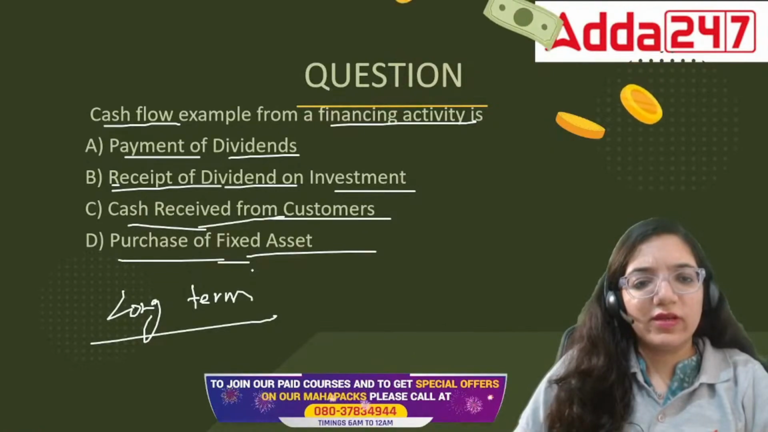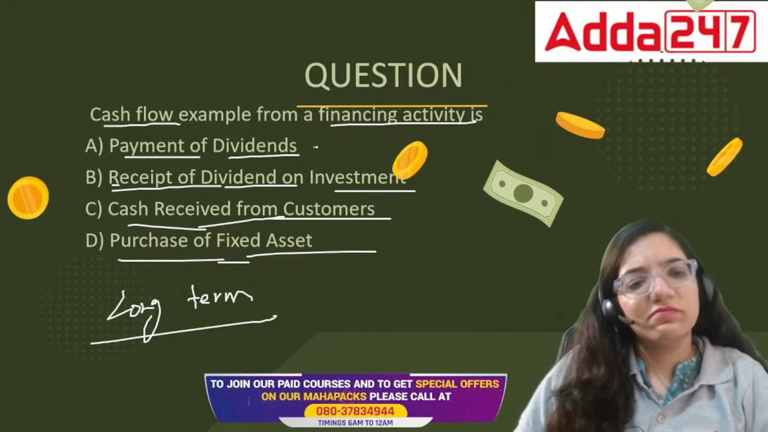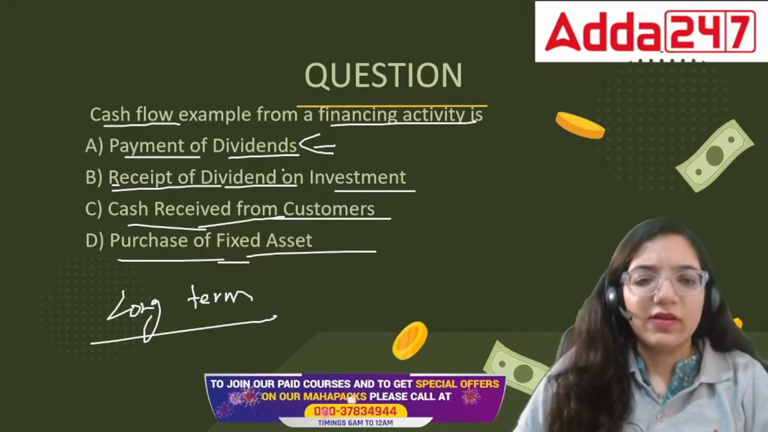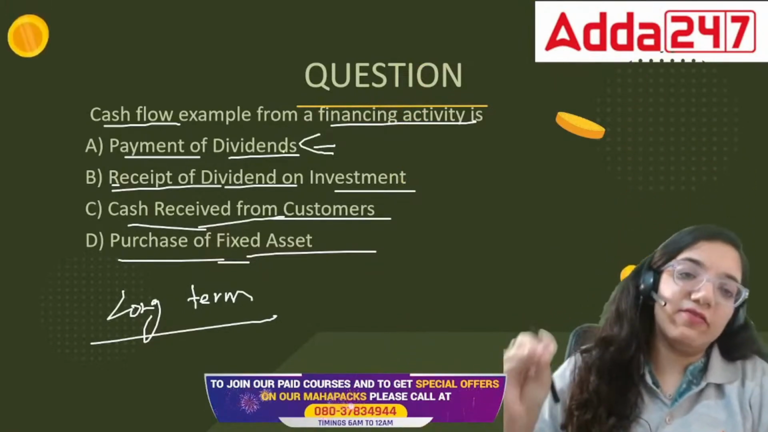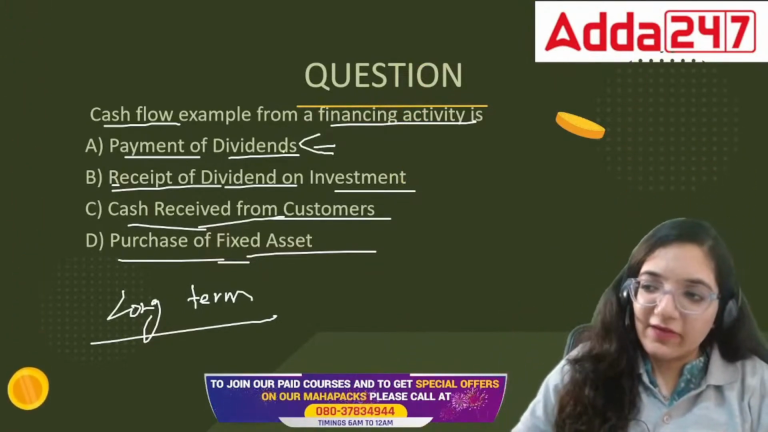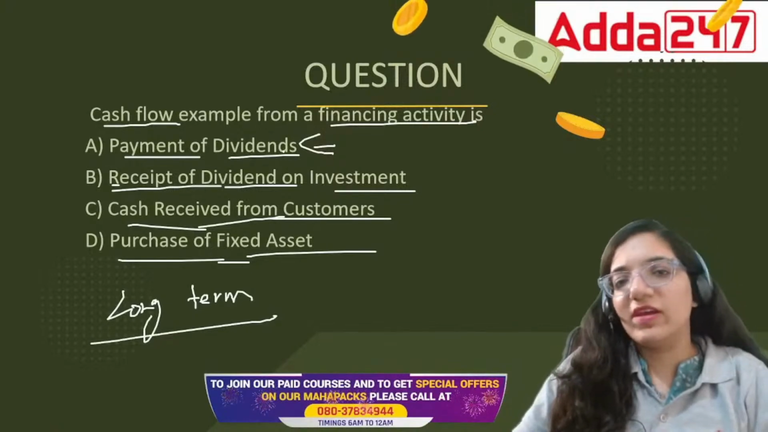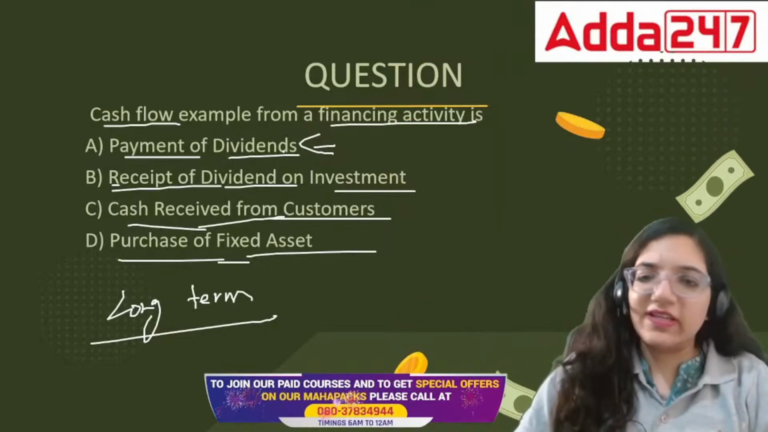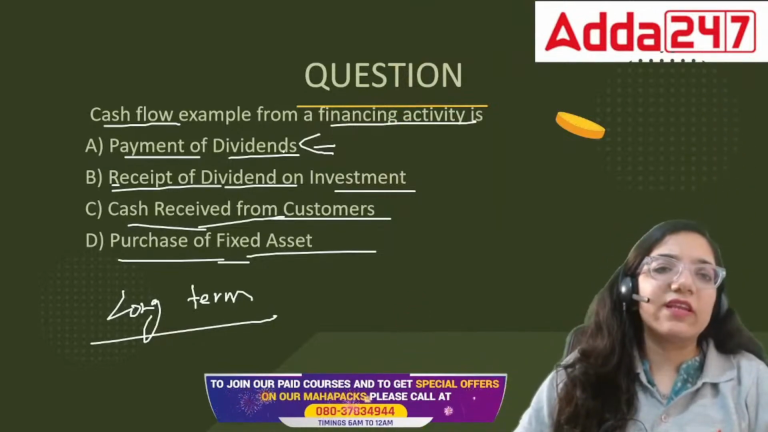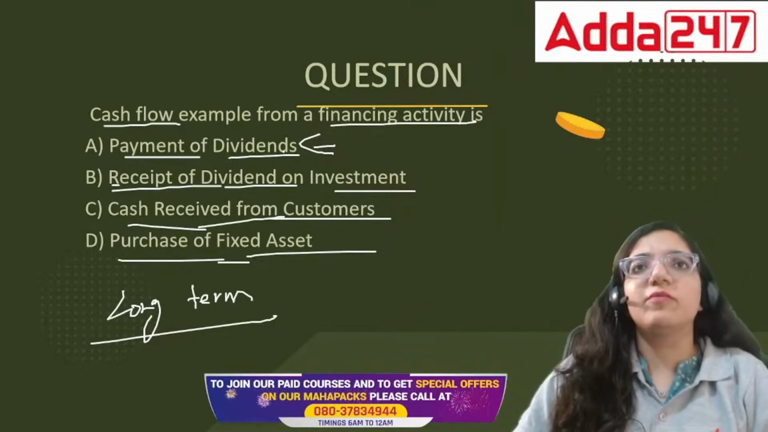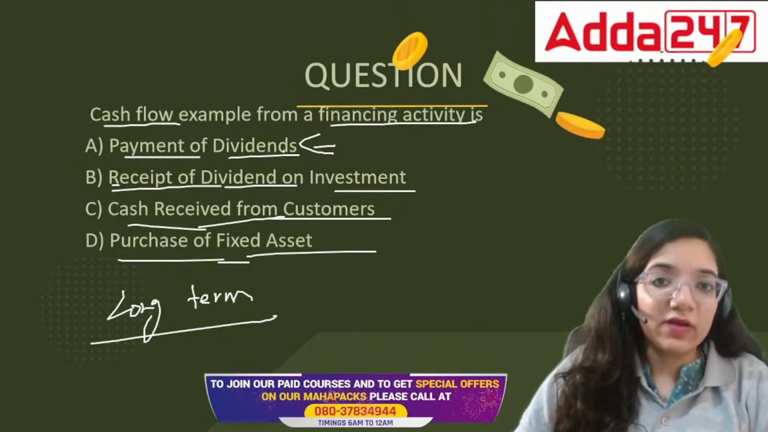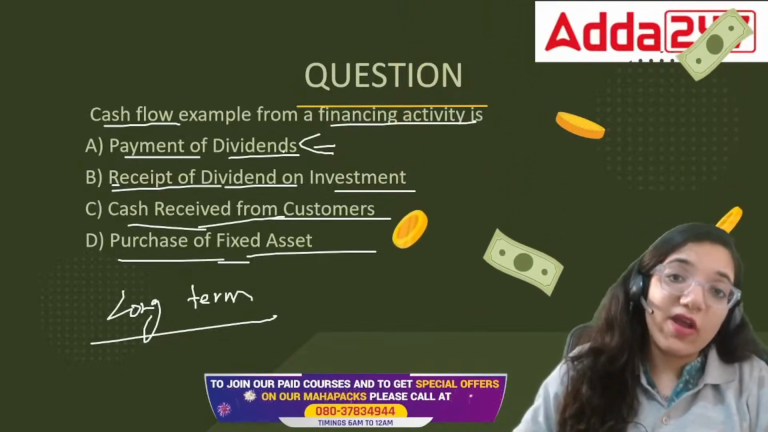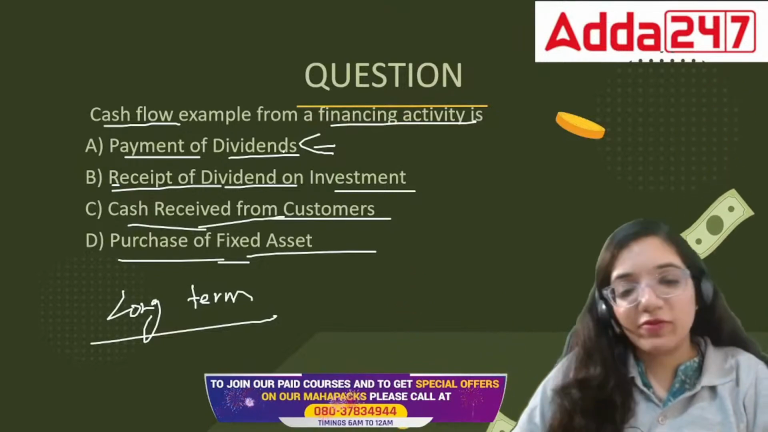Payment of dividends is for everyone. This is a financing activity for every company. Why? You have shareholders, you have to keep them happy. If they are not happy, they will sell their shares. They will definitely reduce the demand, and the price of that particular share will fall drastically in the market. So you have to keep your shareholders happy, right? So you have to pay dividend.